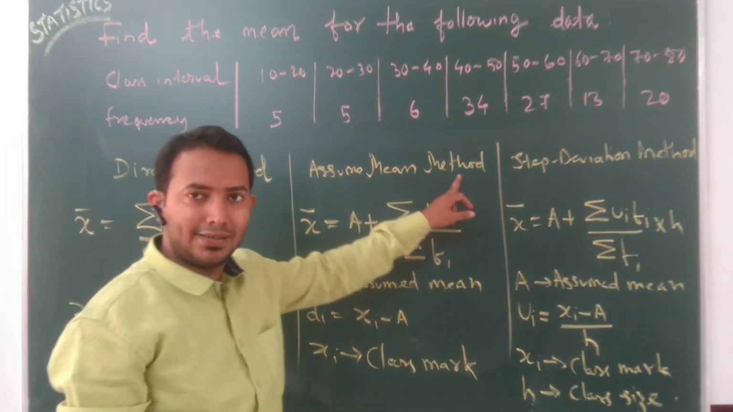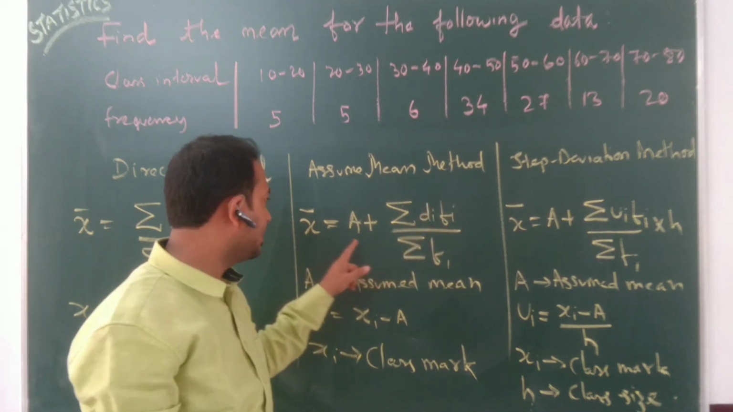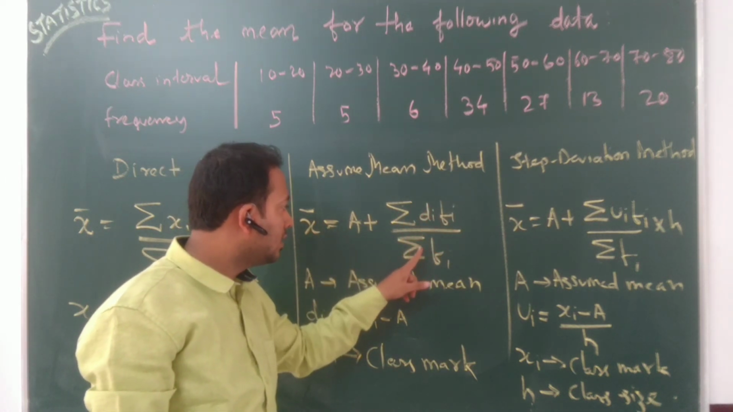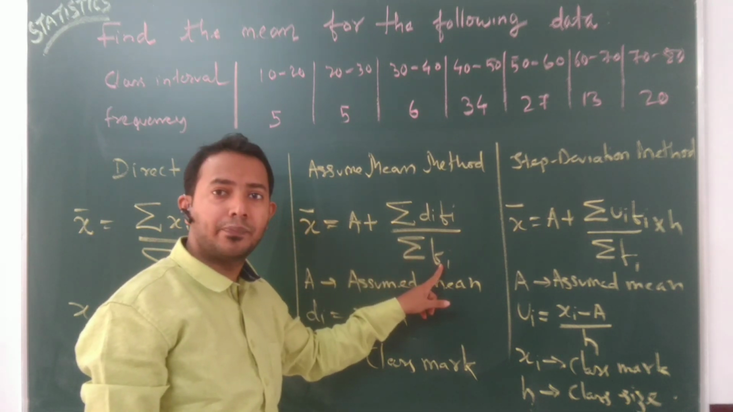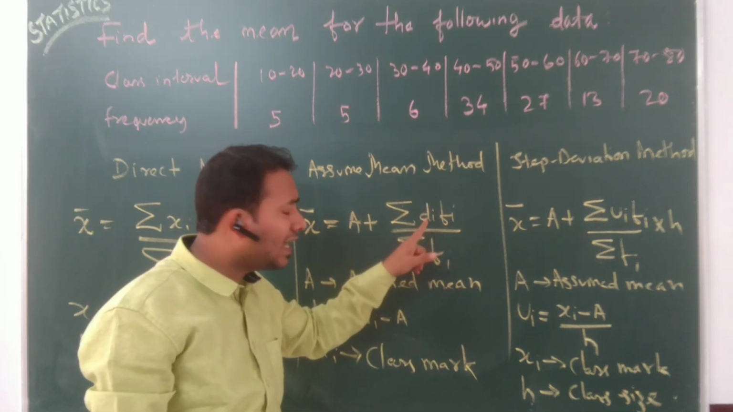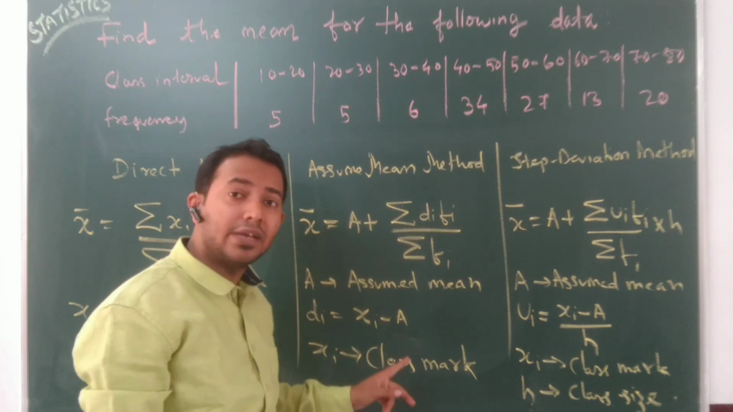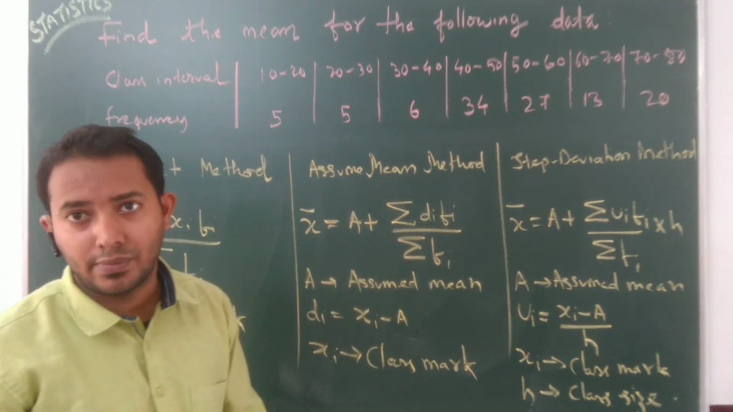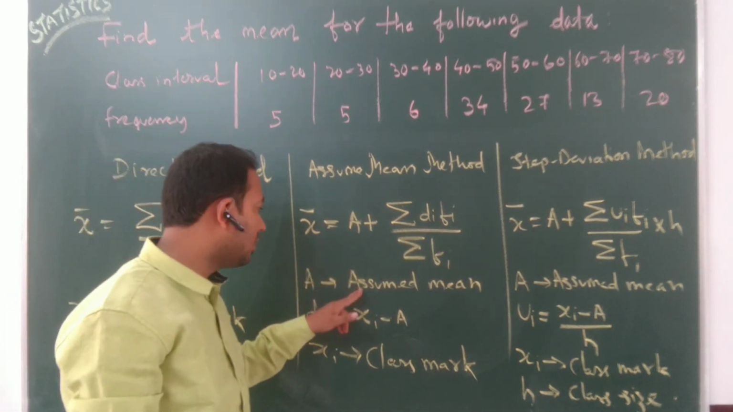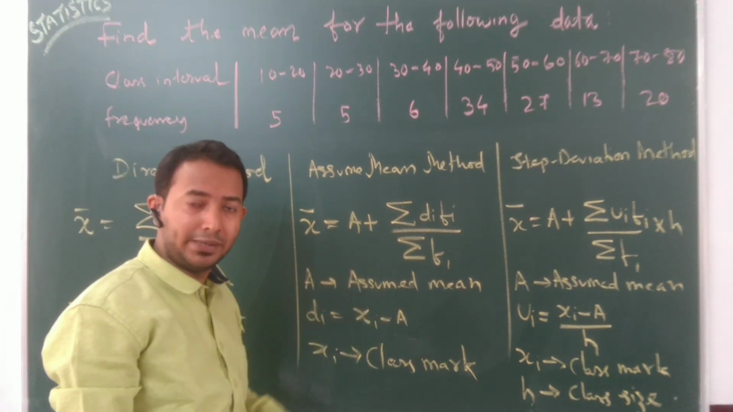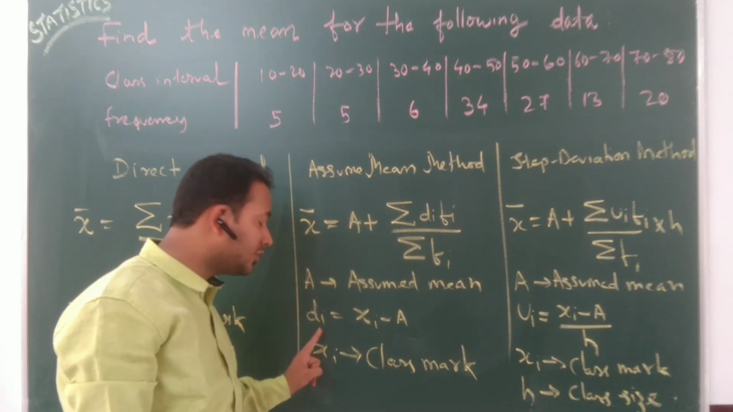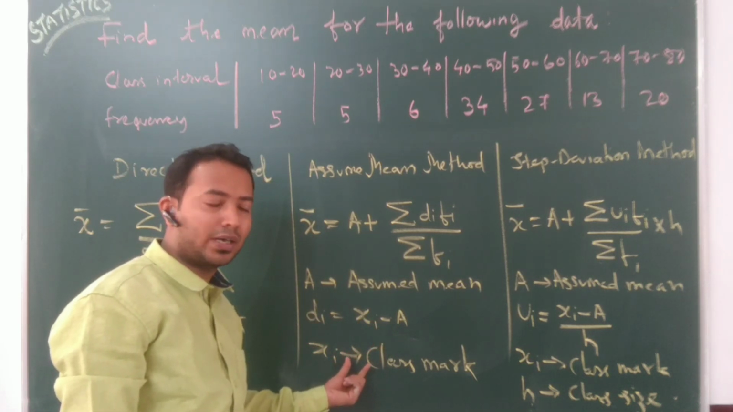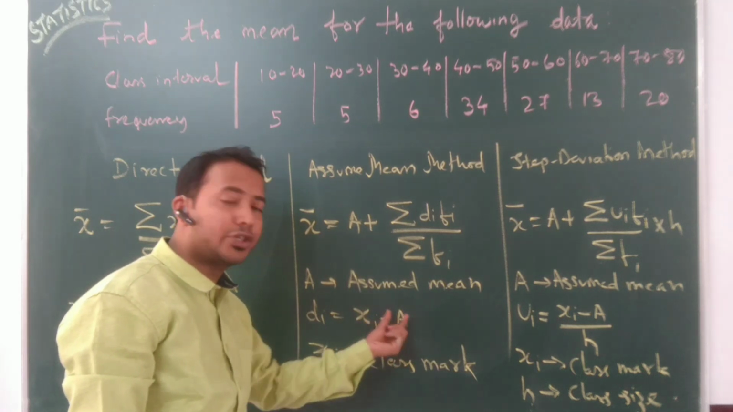So if we proceed for the assuming method, you can see here A plus summation di fi by summation fi. So what does di mean? Di means deviation from your mean. So you need to assume a mean, that is A, the assumed mean, and next the deviation: you need to subtract A from each class mark.